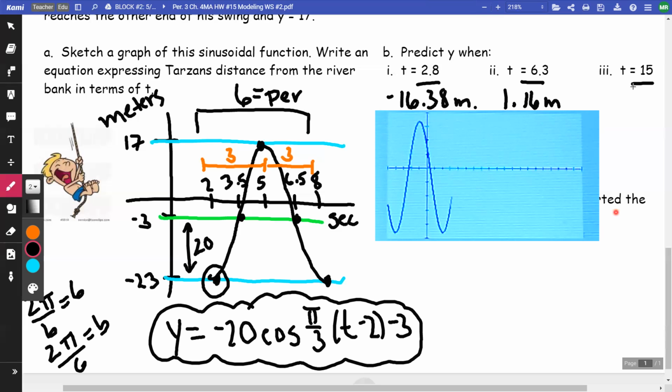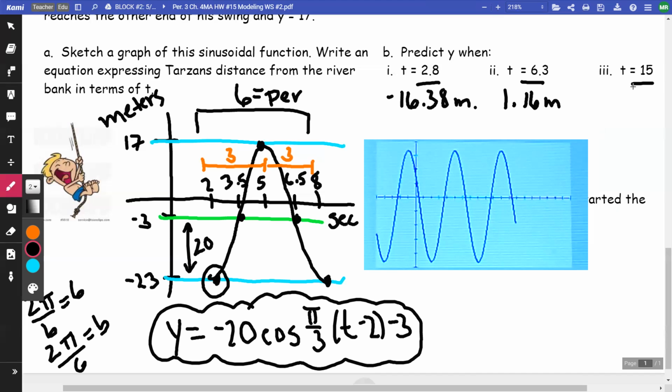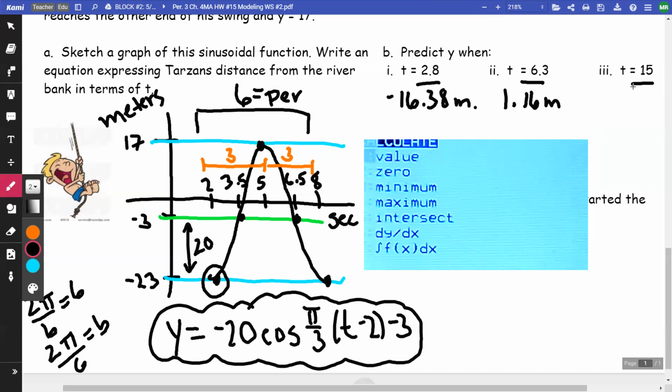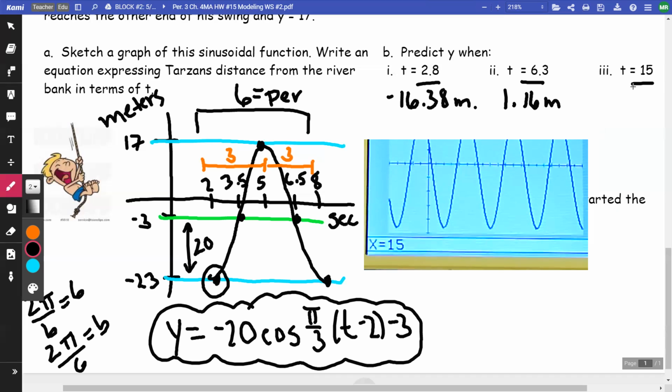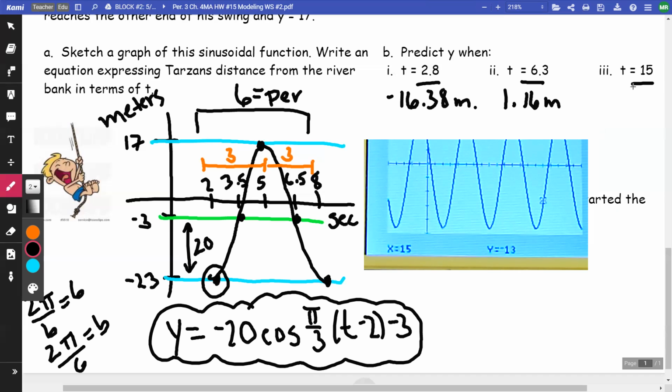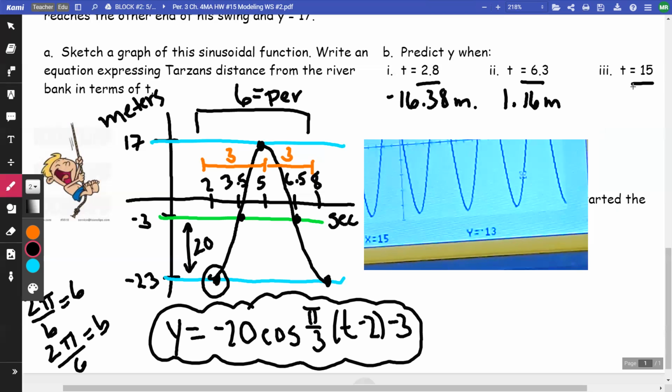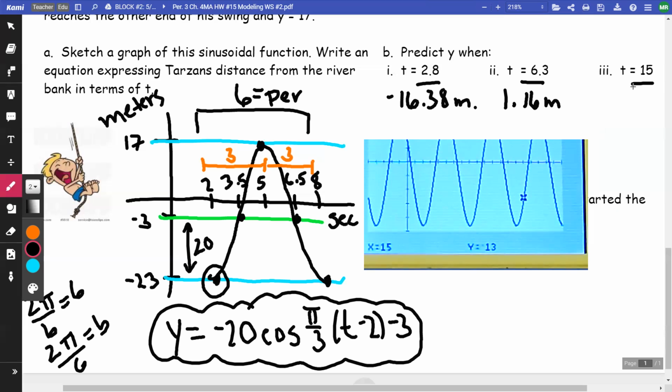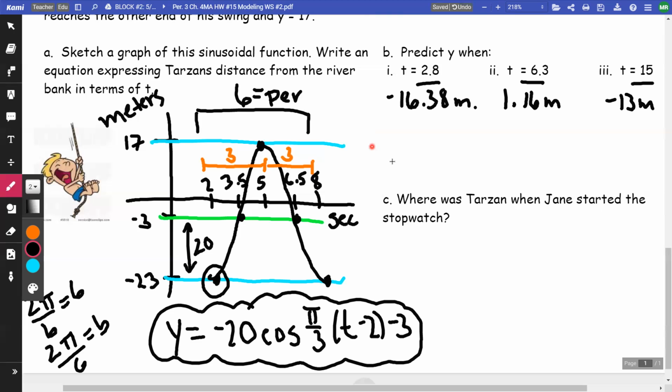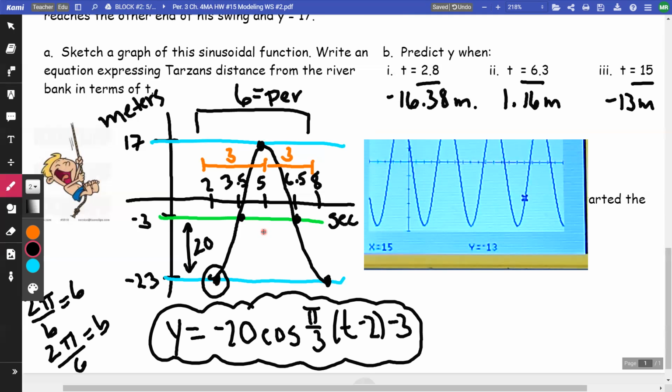And now I can put in 15 and see what that is. Need to wait for it to stop going. Okay, so I'm going to put in 15. And when I put in 15, I get a negative 13. So this is a negative 13 meters. Okay, now the next question says, where was Tarzan when Jane started the stopwatch? So we want to know where he was at 0, basically.